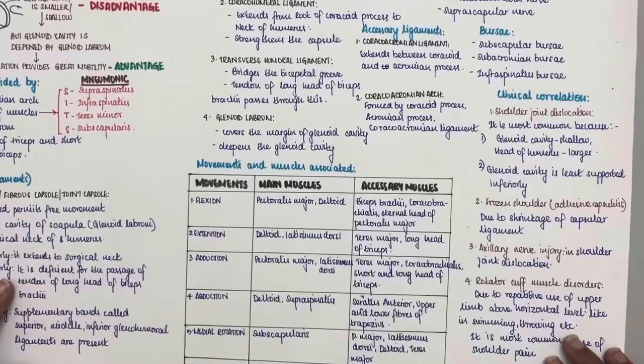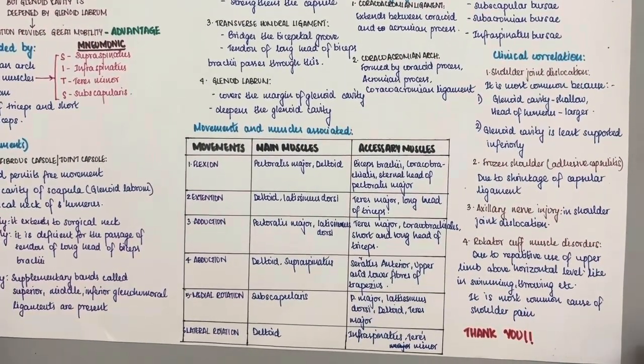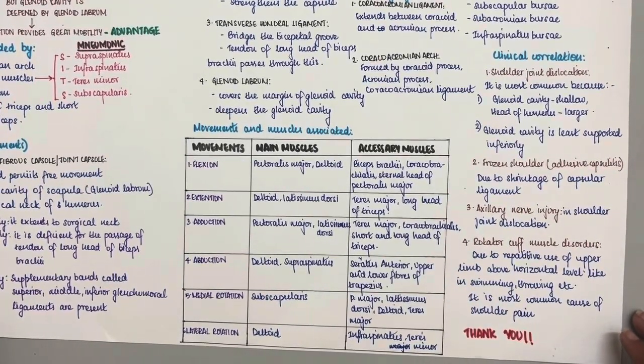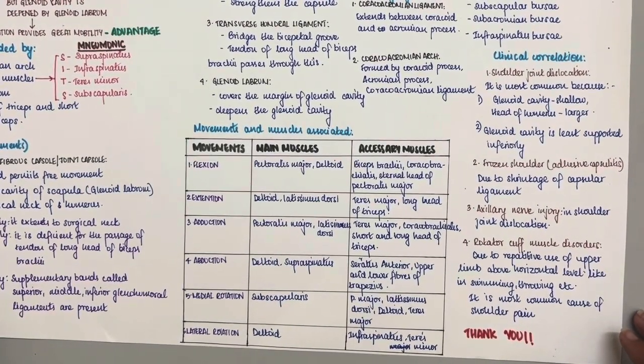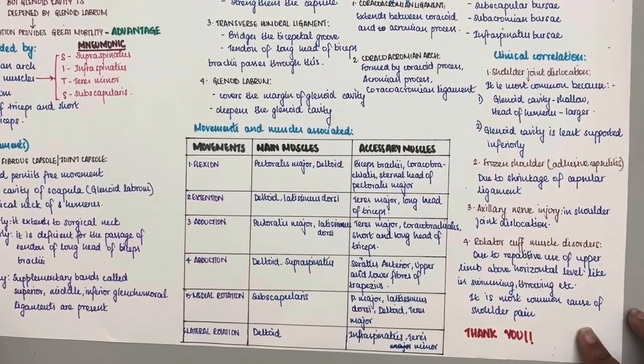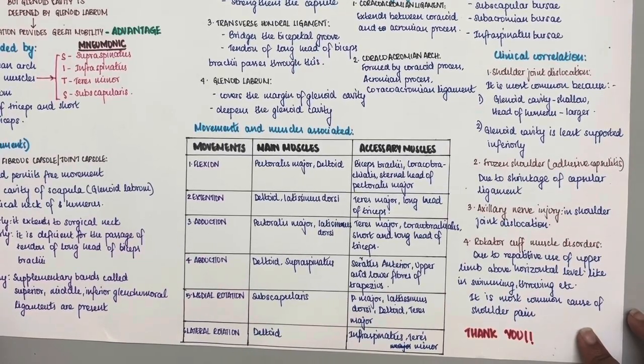Now let us see the movements of the shoulder joint. We already said that the shoulder joint moves in polyaxial fashion. That is, it permits several types of movement. There are 6 types of movements, that is flexion, extension, abduction, adduction, medial rotation, and lateral rotation.